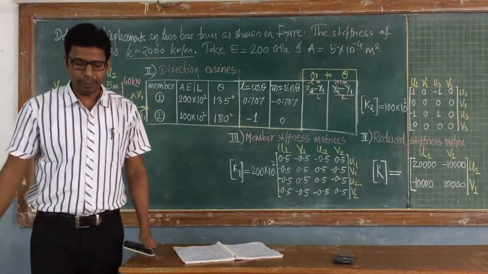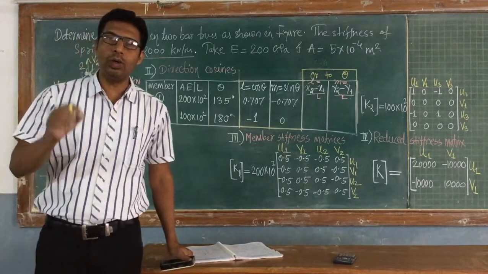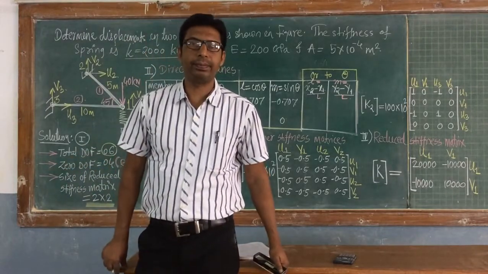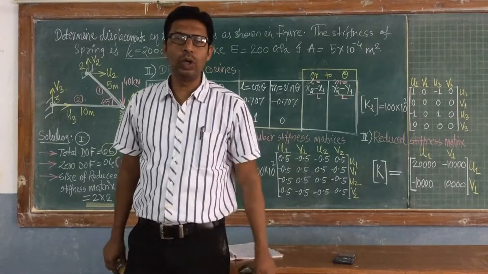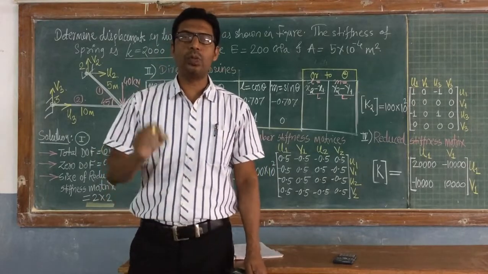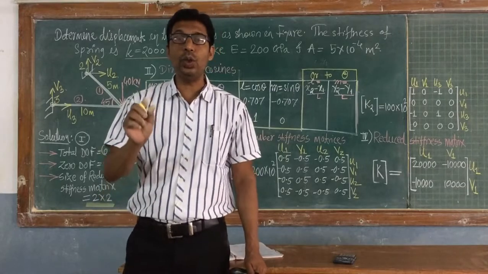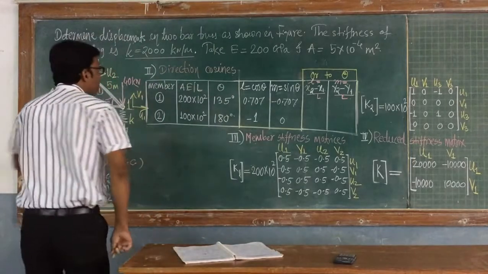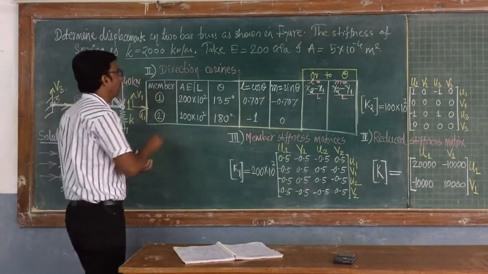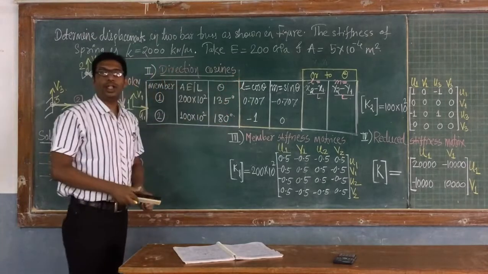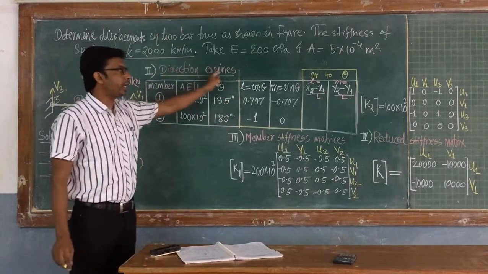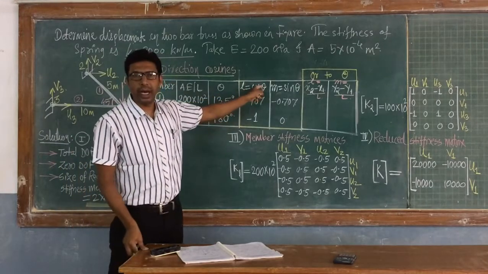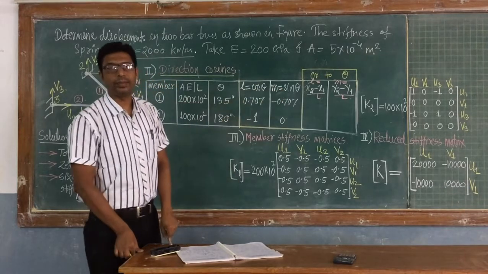Okay, so this is first step. Write down total degrees of freedom, write down 0 degrees of freedom, and then write down size of reduced stiffness matrix. Okay, now step number 2, to calculate direction cosines small l and small m, which is used to calculate the element or member stiffness matrices. So step number 2, direction cosines. Direction cosines means small l and small m. That is, L is equal to cos theta and M is equal to sin theta.